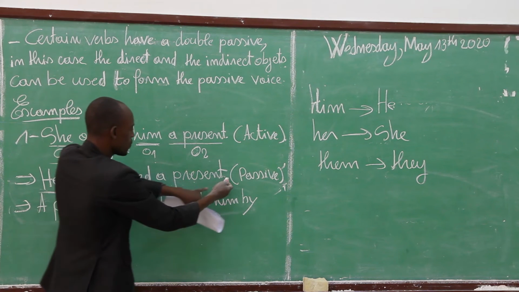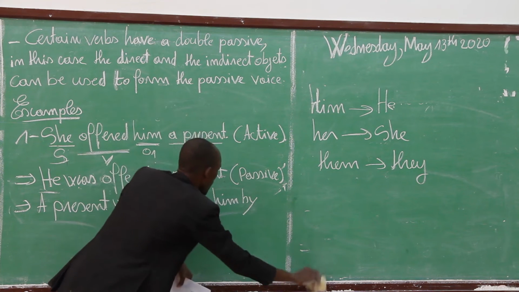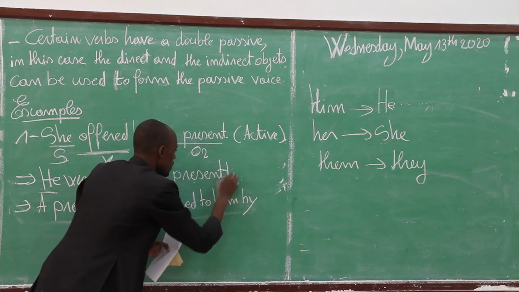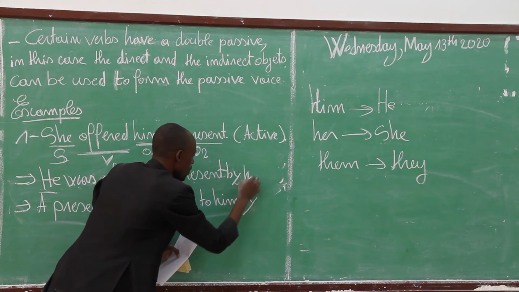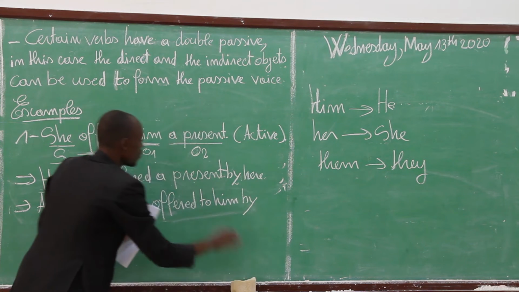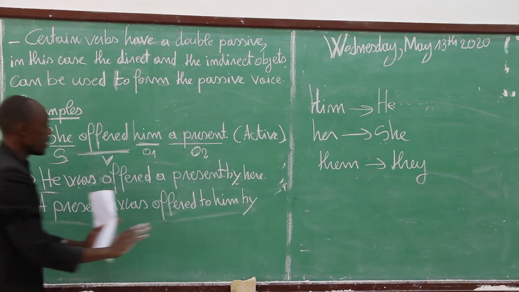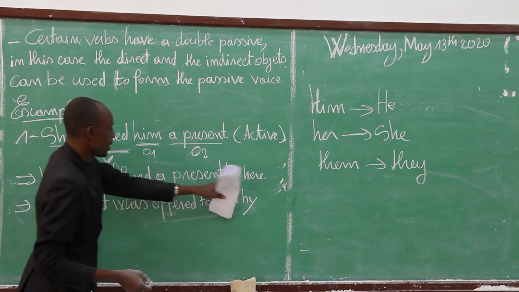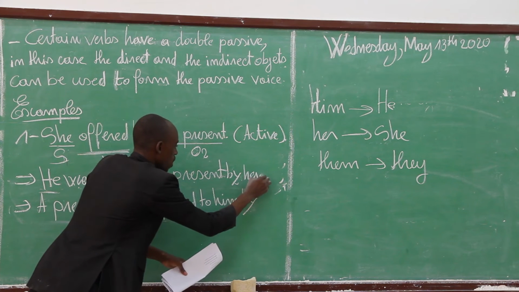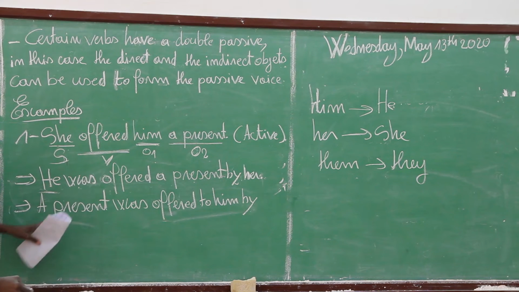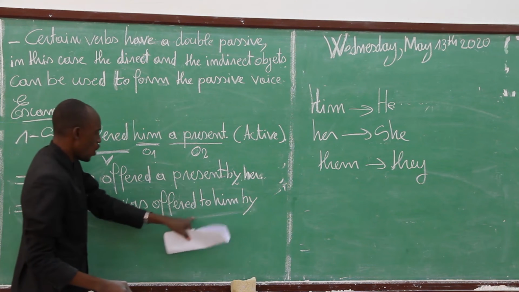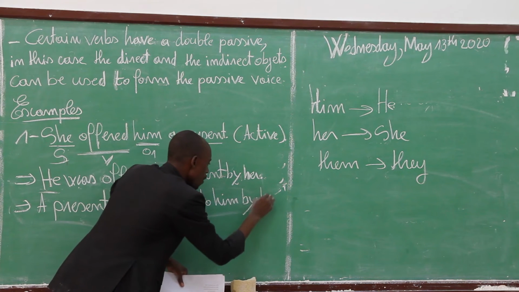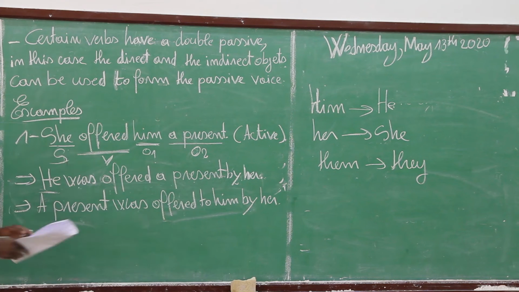Okay, now here we can put by. We can use by. By her. In active, passive voice, it is optional. You can delete it or you can use it. It is according to you. Yes, it is optional. He was offered a present by her. And here we have a present was offered to him by her. This is the second possibility.